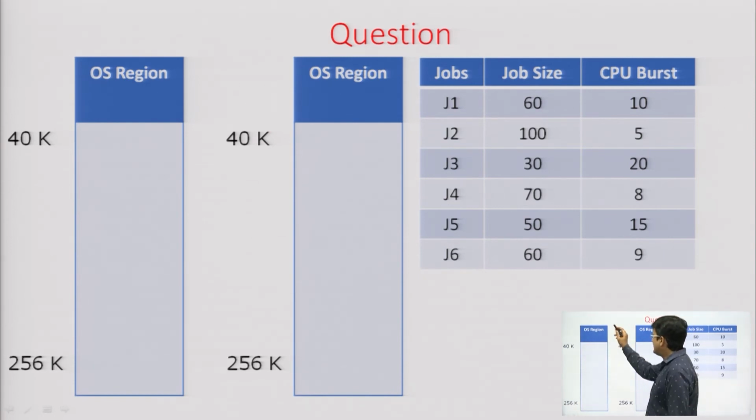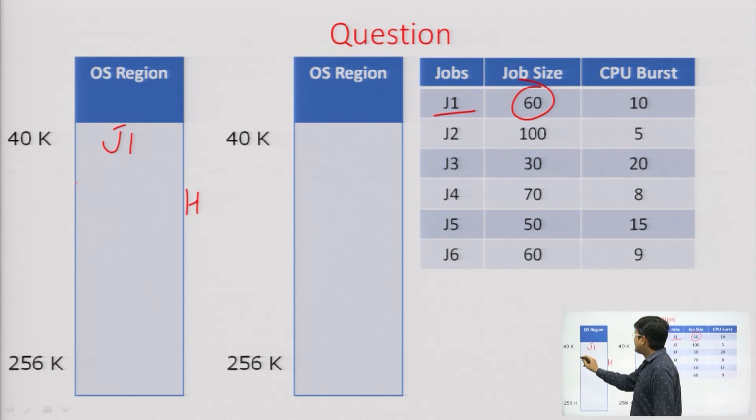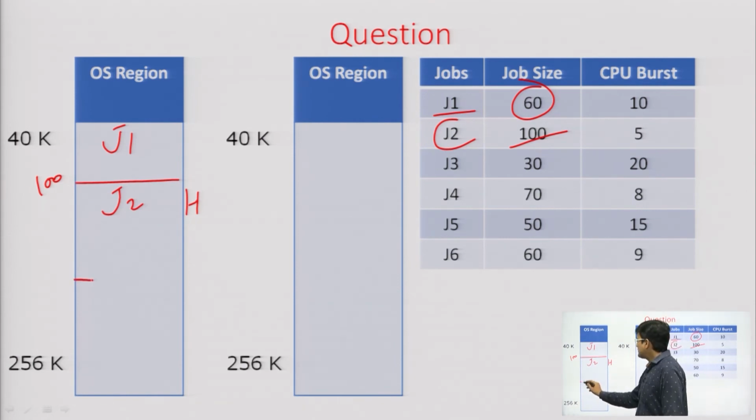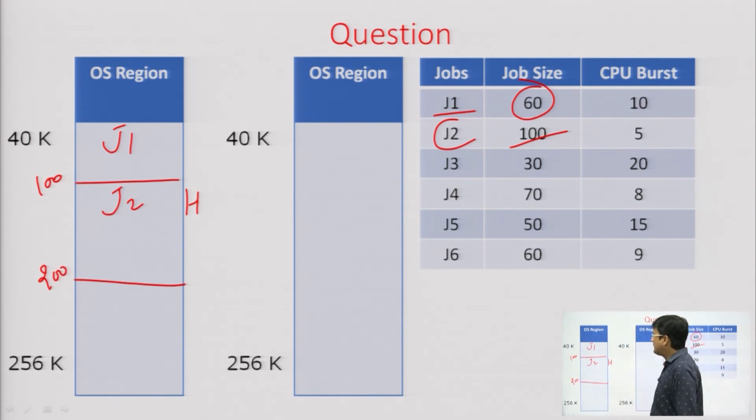Okay. So, this is entirely a hole. If you accommodate a 60 size process here, let us say its name is J1, then it will be busy up to 100, and then a hole of size 156 will be created. Then J2 is there, of 100 size, again you can accommodate it here. So, you are left with this, which is up to 256 size partition, or a 56 size hole.